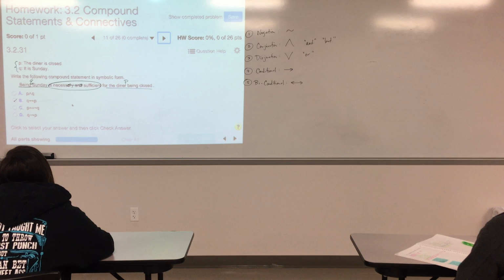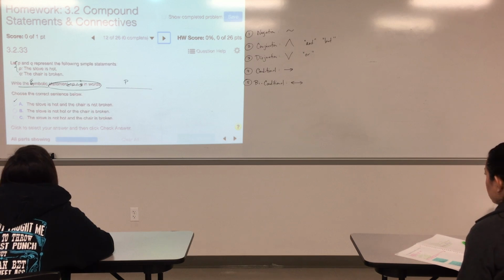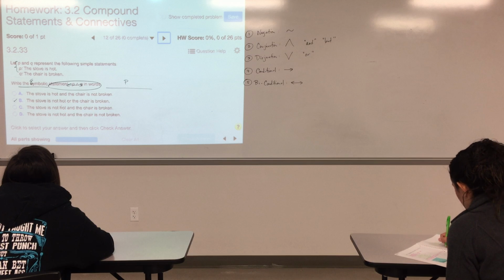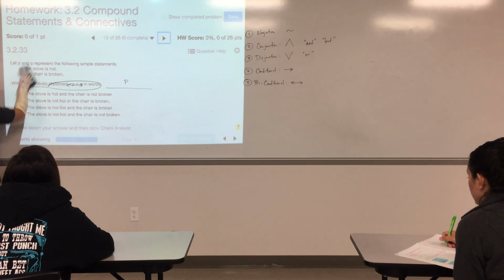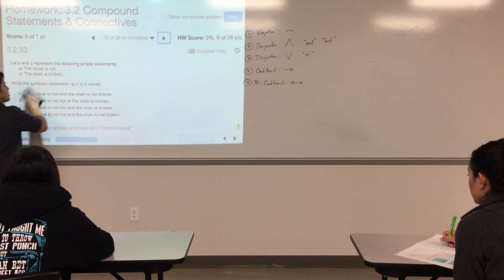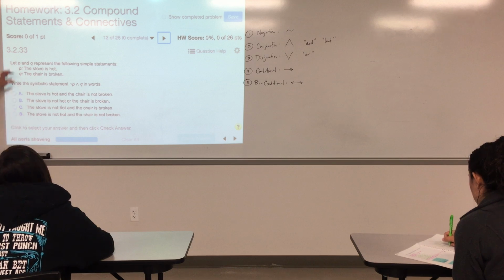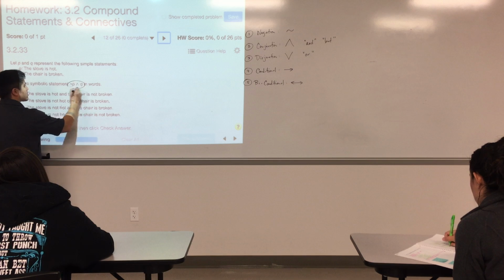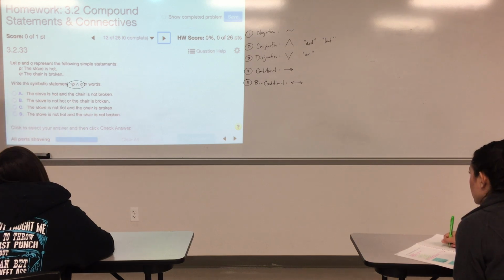It's B. Starting to get the hang of it. The hardest ones are the conditionals. Those are tricky. The biconditionals, pretty easy. All right, let's keep going. All right, now, things change a little bit. In my opinion, this is the easier stuff. They give you the symbolic statement, you need to put that into words. Okay? Not bad at all.